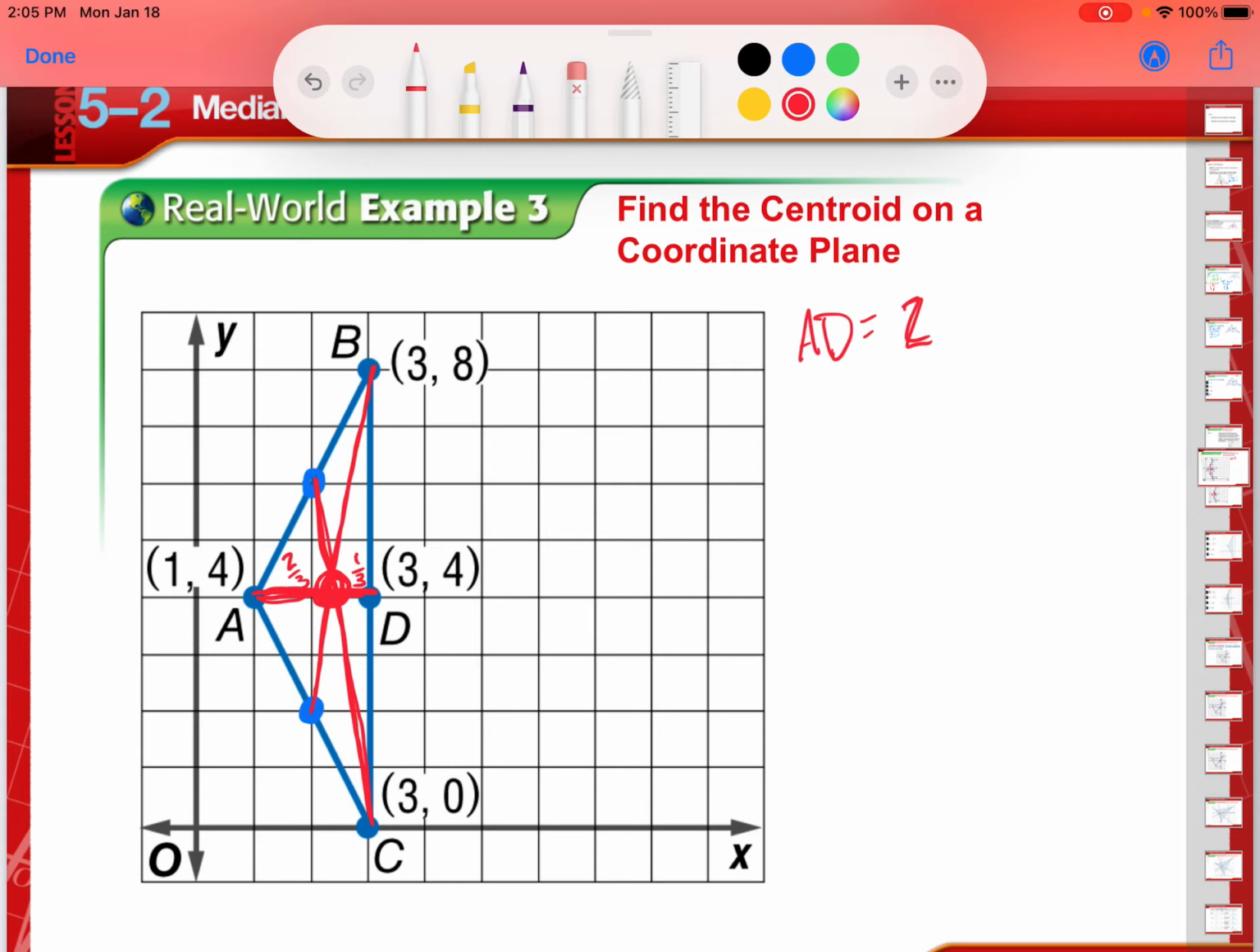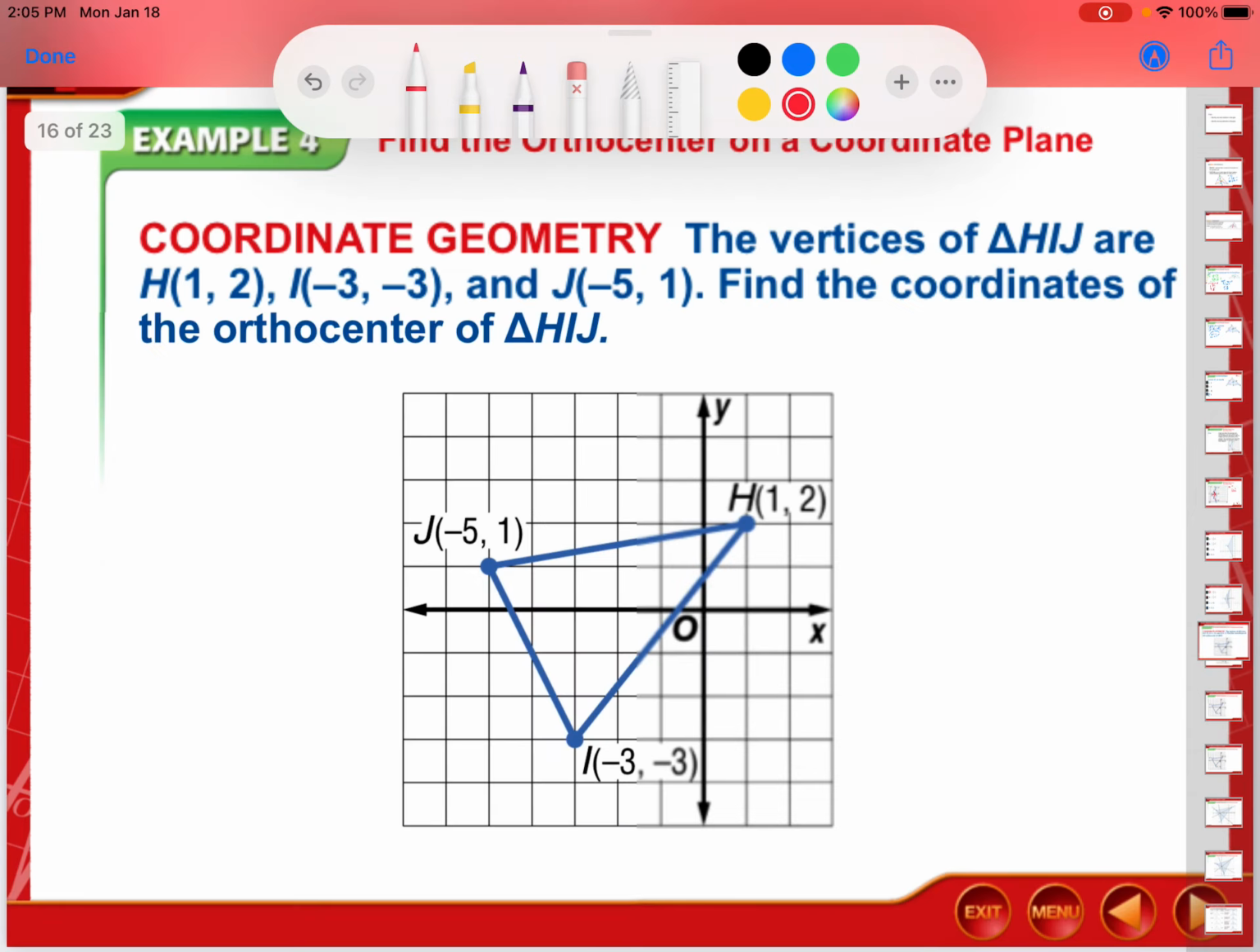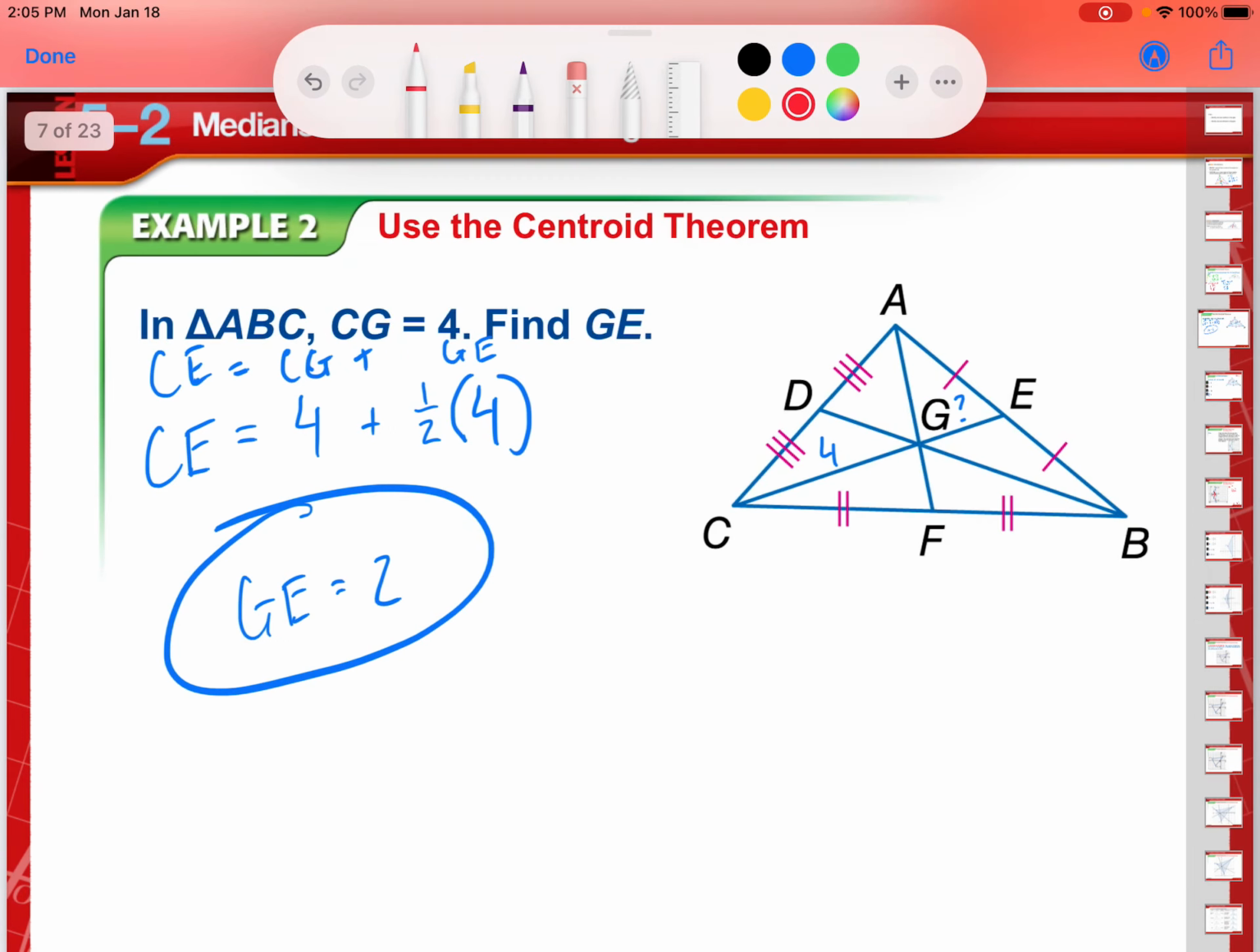So, actually, my final answer, I know I'm going to have a height of 4, which makes it a little easier. So I'm going to have a height of 4. I just need to find that other coordinate. So I'm going to choose to go 1/3 of 2. So 1/3 of 2 would be 2/3.